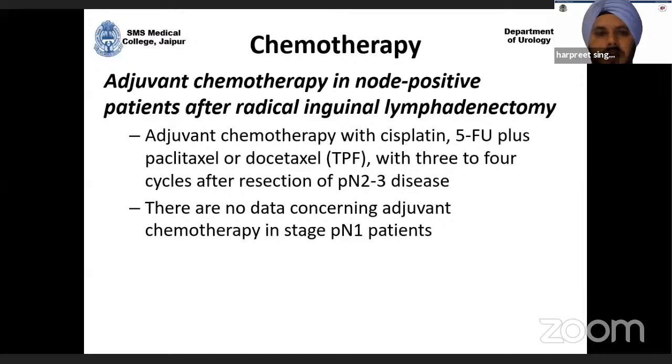Then comes the chemotherapy. These are the adjuvant chemotherapy options in node-positive patients after radical inguinal lymphadenectomy. The adjuvant chemotherapy is cisplatin and 5-fluorouracil or a taxane, paclitaxel, for 3 to 4 cycles after resection in N2 and N3 disease. One study shows that patients who had radical inguinal lymphadenectomy and were given adjuvant chemotherapy have better survival compared to patients who were not given chemotherapy.